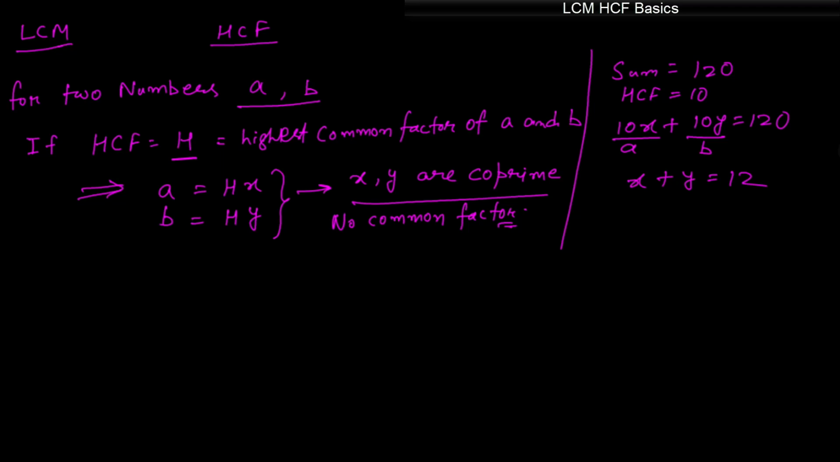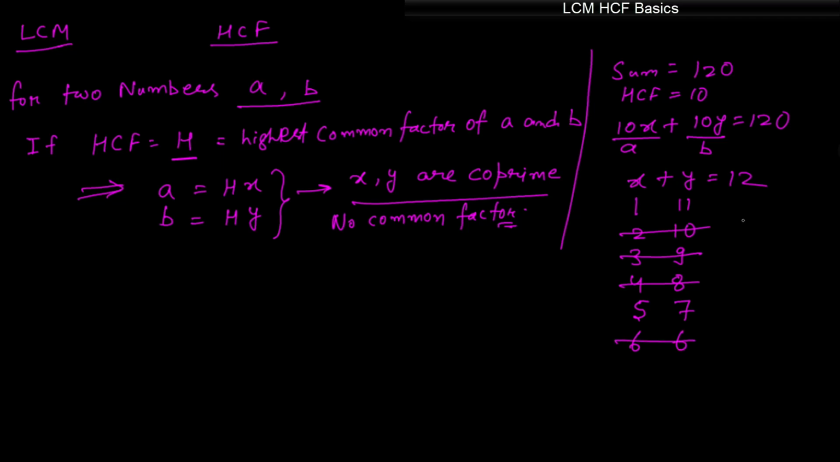Now what are the possible pairs of x and y that we can get from here? Can we get 1 and 11? Yes. Can we take 2 and 10? No, because 2 and 10 have a common factor 2. After cancelling out the highest common factor, in the remaining x and y, there should be nothing common. Say 3 and 9, can we take that? No. Can we take 4 and 8? No. In 3 and 9, 3 is common; in 4 and 8, 4 is common. Can we take 5 and 7? Yes, we can. Can we take 6 and 6? No.